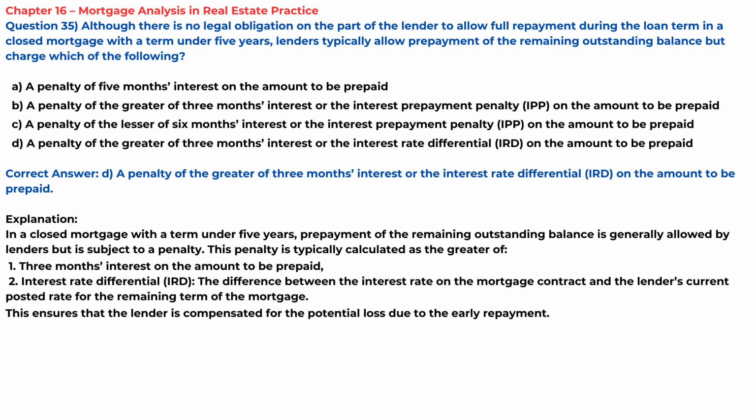Explanation. In a closed mortgage with a term under 5 years, prepayment of the remaining outstanding balance is generally allowed by lenders, but is subject to a penalty. This penalty is typically calculated as the greater of 1. 3 months' interest on the amount to be prepaid. 2. Interest rate differential, IRD. The difference between the interest rate on the mortgage contract and the lender's current posted rate for the remaining term of the mortgage. This ensures that the lender is compensated for the potential loss due to the early repayment.